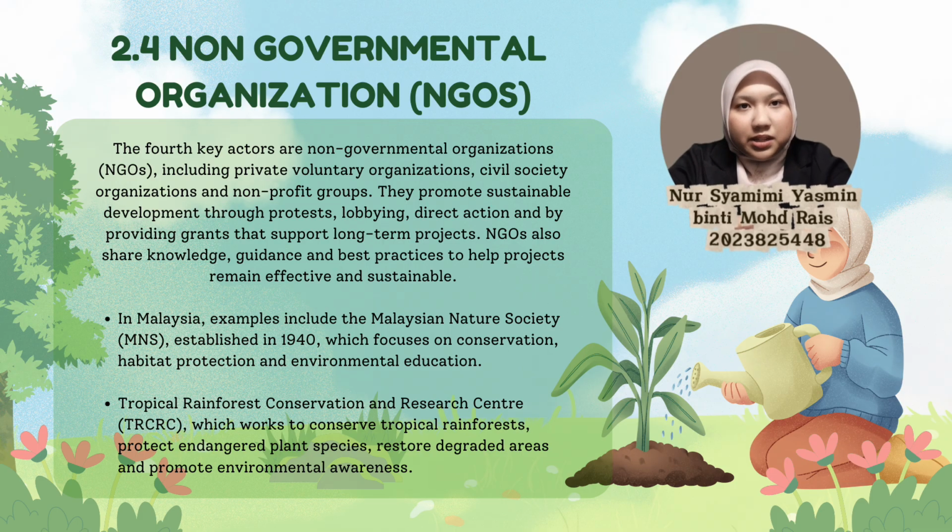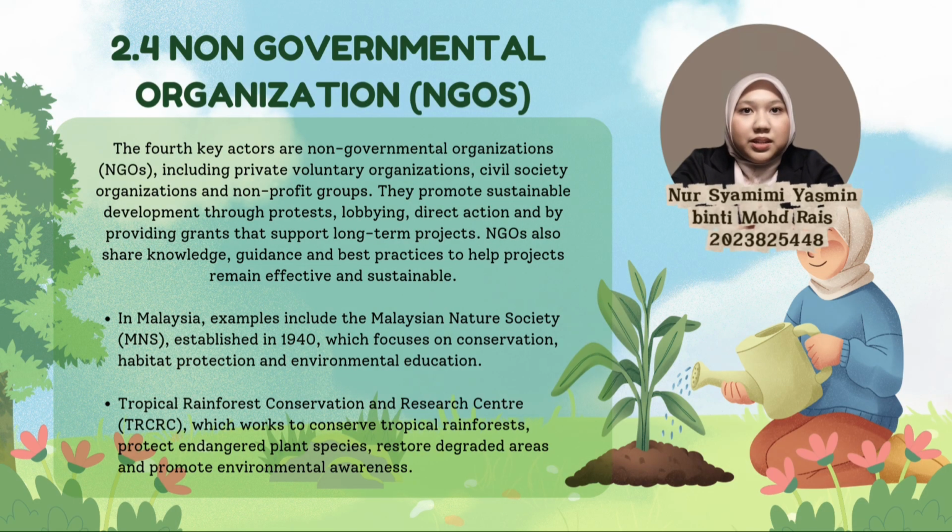They promote sustainable development through protest, lobbying, direct action and by providing grants that support long-term projects. NGOs also share knowledge, guidance and best practice to help projects remain effective and sustainable. In Malaysia, examples include the Malaysian Nature Society (MNS), established in 1940 with a focus on conservation, habitat protection and environmental education. Another example is the Tropical Rainforest Conservation and Research Centre, TRCRC, which works to conserve tropical rainforests, protect endangered plant species and promote environmental awareness.